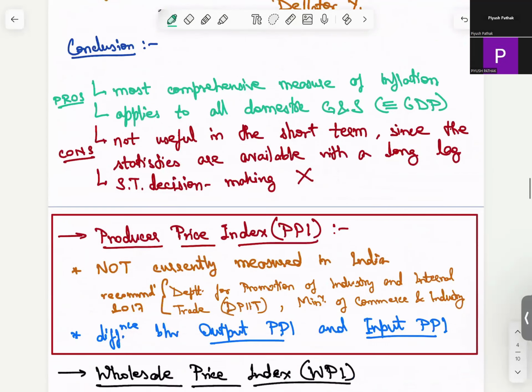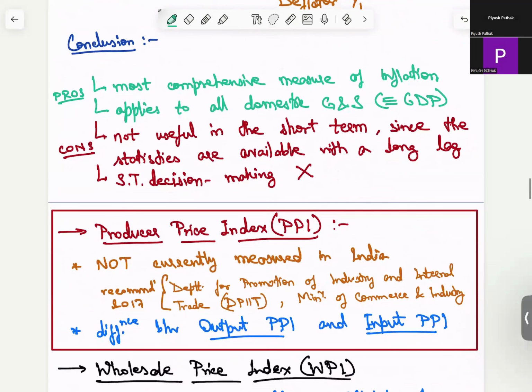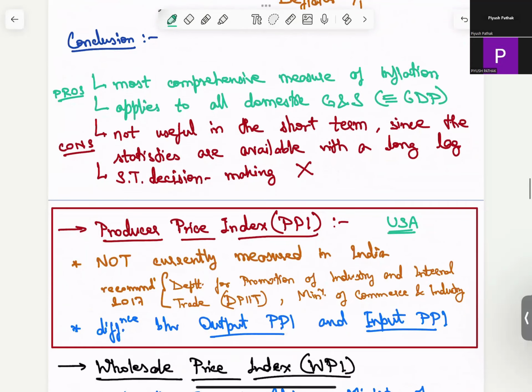Now, talking about other measures, there is a measure, the producer price index. It is used in countries like the USA, but currently it is not measured in India, so I've put it up in the box. There is a committee by B.N. Goldar which submitted its report in 2017. Not at all important for the exam, but they recommended that we should have a PPI. What does it measure? Producer price index.